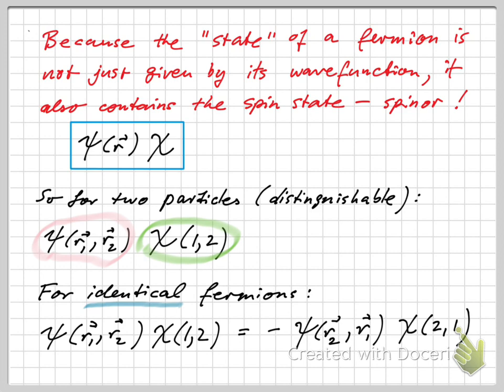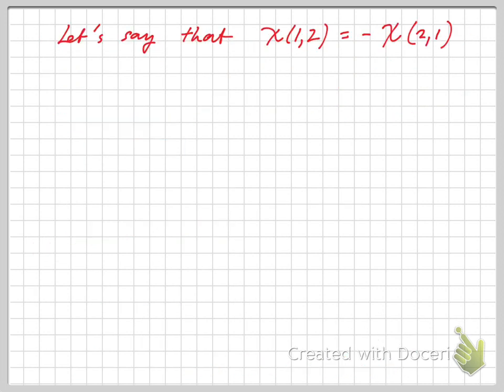Okay, and so that's basically what fermions do. They're anti-symmetric under exchange, is the quantum mechanical jargon. So let's say that we have a spin state by itself that is anti-symmetric under exchange. So that chi of 1 comma 2 is minus chi of 2 comma 1.